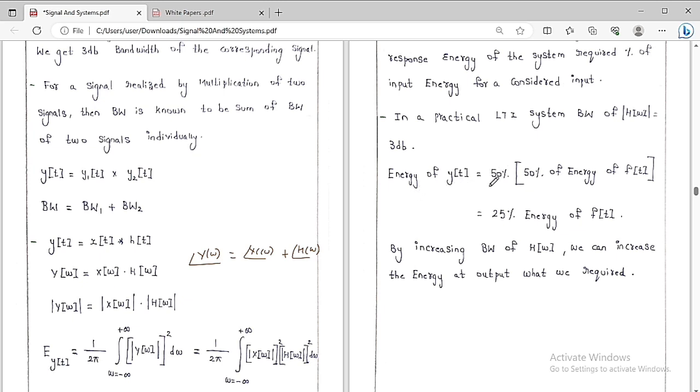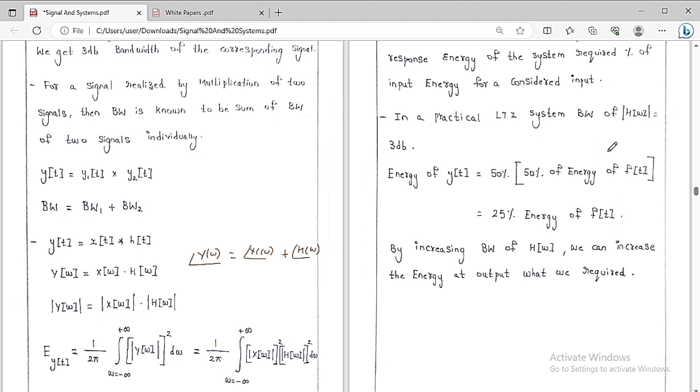And the energy of y of t is always equal to 50% of the energy of f of t. 50% is 50 by 100, which is 1 by 2, and again 1 by 2, so 1 by 2 into 1 by 2 is 1 by 4, which is 25%. So the output energy is always equal to 25% of the energy of f of t. This point you always have to keep in your mind: the energy of y of t is always equal to 25% of the energy of f of t.